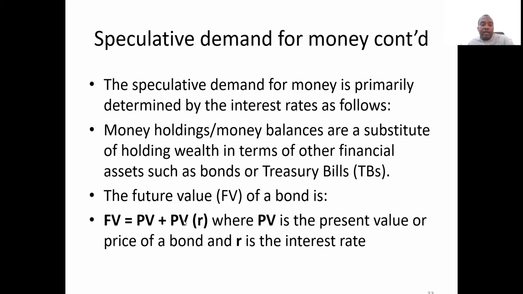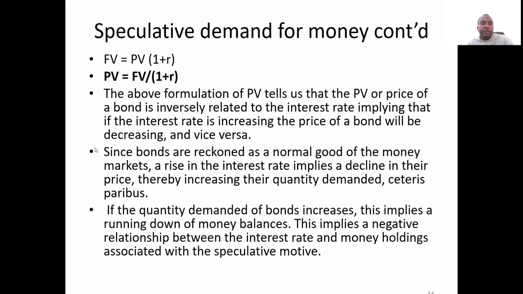plus the present value multiplied by the interest rate, the interest on the present value, where PV is the present value or price of a bond and R is the interest rate. So if R is the interest rate, PVR is the interest on the present value. So we add the interest on the present value to the present value to get the future value. From that, we can calculate now the present value in terms of the future value.